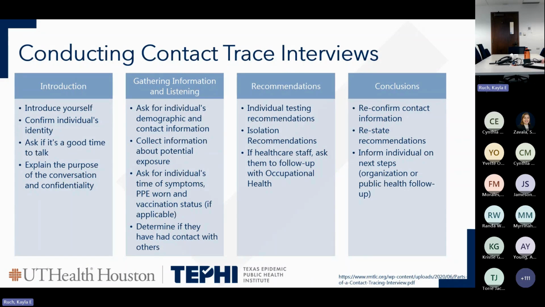And then next you will provide recommendations, which is telling them, oh, we recommend you get tested. You can come here to get tested, or go to this third-party testing location. It'll be covered by the organization or the local public health department. Or if they want to get tested on their own, they'll have to cover that cost. Then isolation recommendations, i.e. if they need to stay at home, or if you need to implement certain infection prevention practices, wearing a mask, wearing gloves, etc.